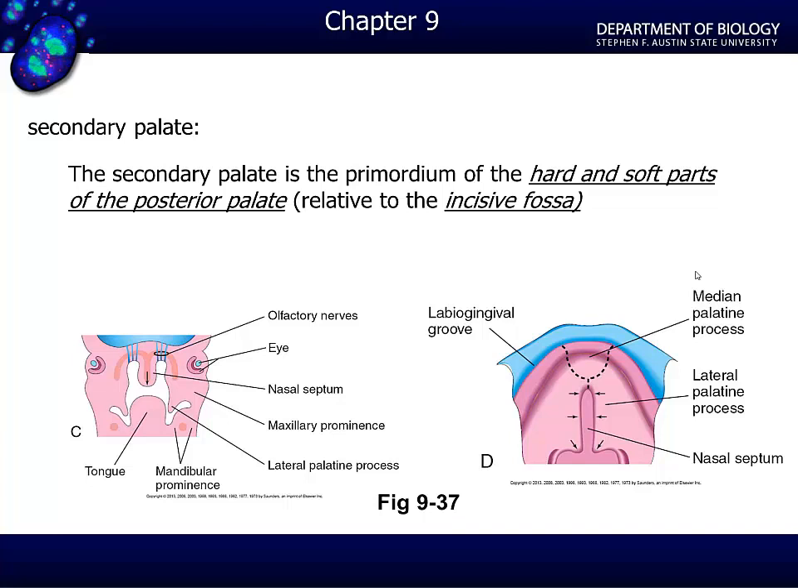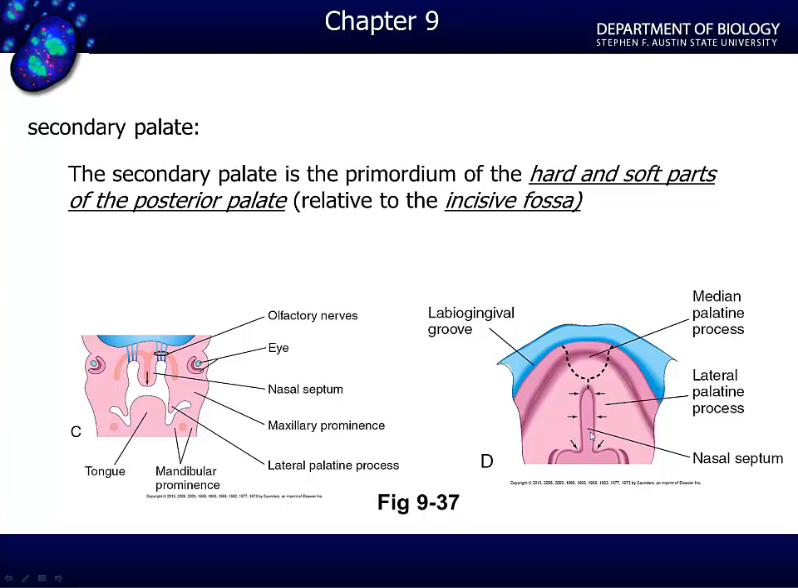Okay, so the secondary palate is going to be the structure with everything except this very frontal portion from the median palatine process. The secondary palate is going to be the primordia for the remainder of the hard and the soft parts of the palate, and we kind of refer to these as the posterior palate. And so the incisive fossa is going to be here in the very midline, and we saw that in the previous skeletal illustration of the adult jaw. That's going to be relative to this very front part here. So this would be anterior, and all of this posterior is going to be derived as the secondary palate.